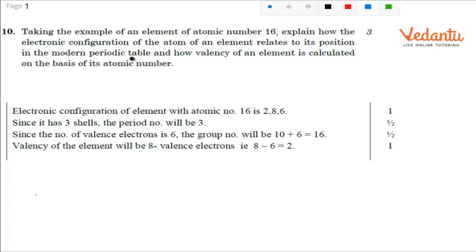Very simple, guys. Just concentrate on these two words, electronic configuration. First you have to write the electronic configuration, and then on the basis of that configuration you have to comment on what its period and its group will be. So I'm just explaining this concept.